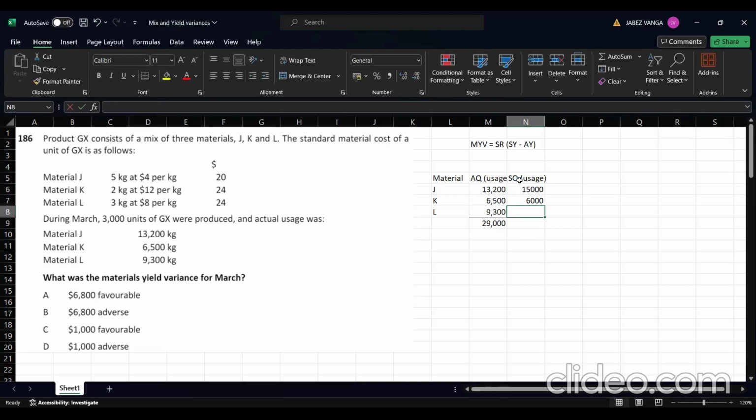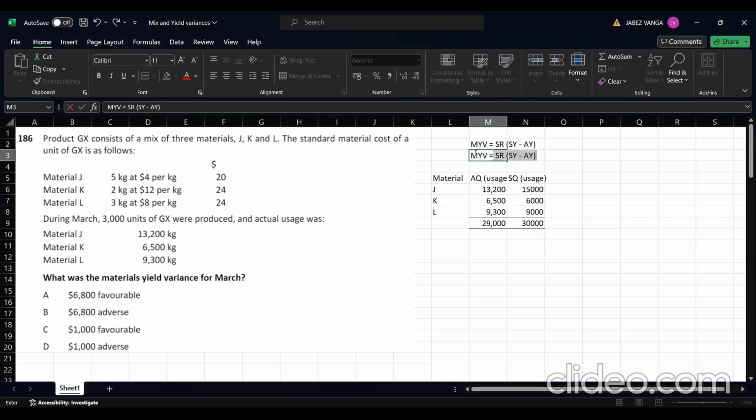And then we have 3 kgs into 3,000. Add them up. So the standard consumption is 30,000. The actual consumption is 29,000. Now we can also calculate material yield variance.